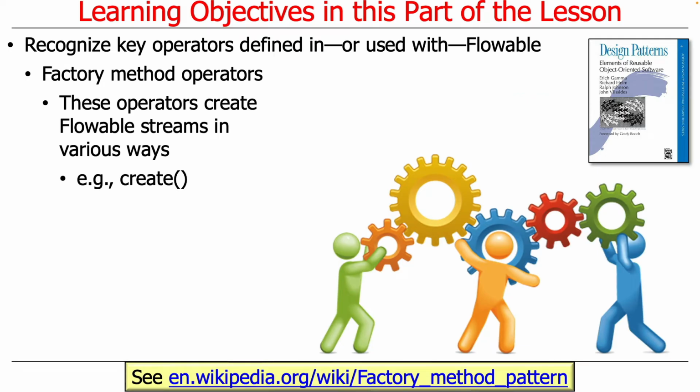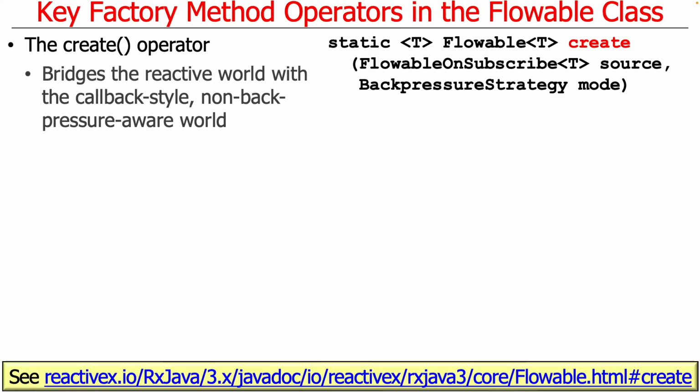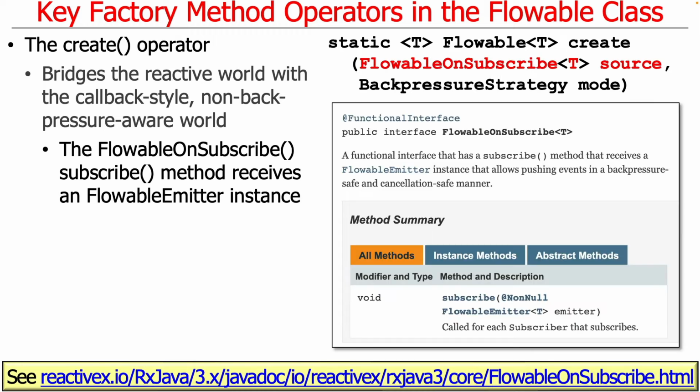And you'll see that this is a factory method that makes a flowable stream that supports a certain type of back pressure strategy. So the create operator, much as it is the case with the observable create, bridges the reactive world, which is where we want to live, with a callback style non-back pressure aware world, which is where the data is going to be coming from.